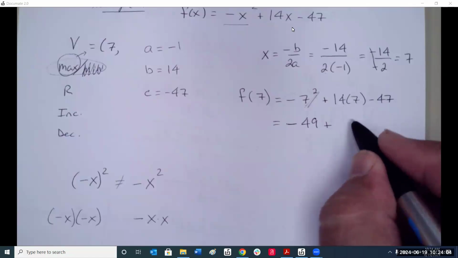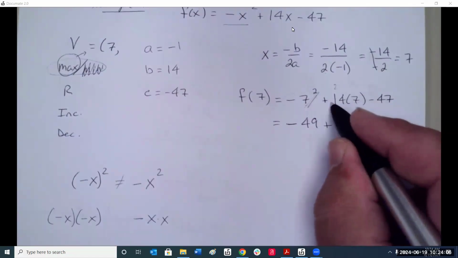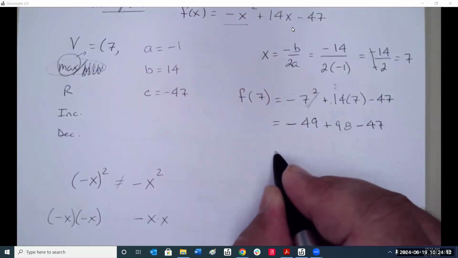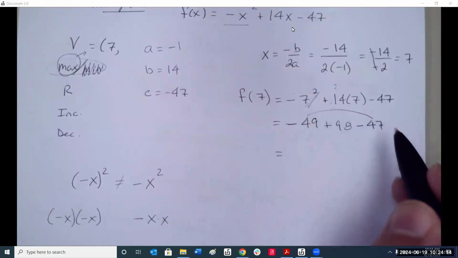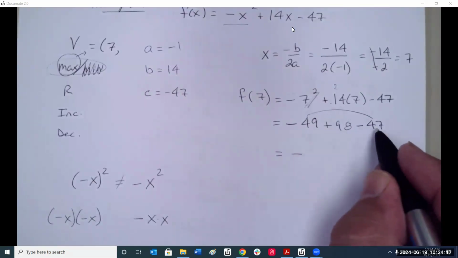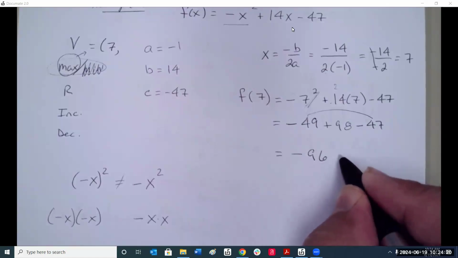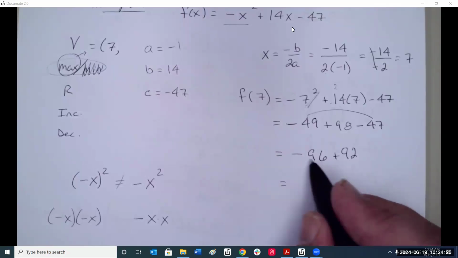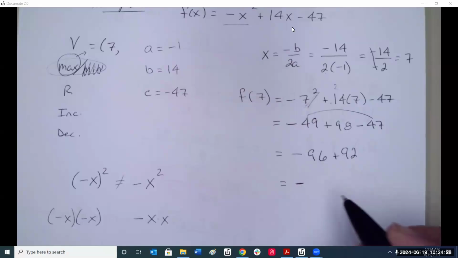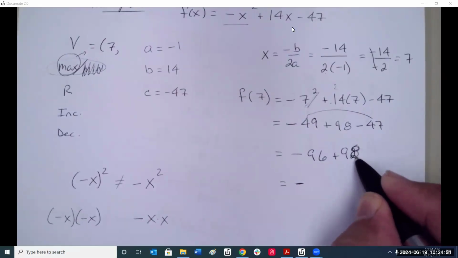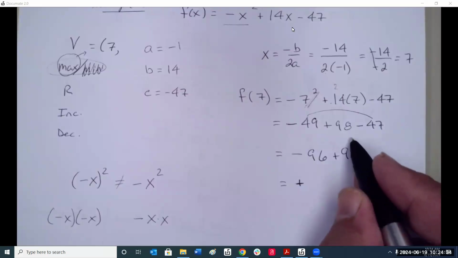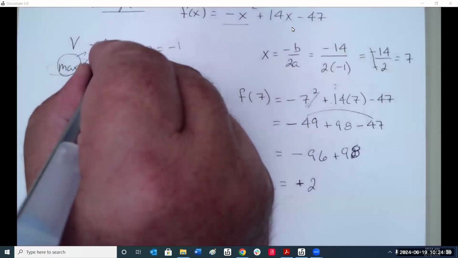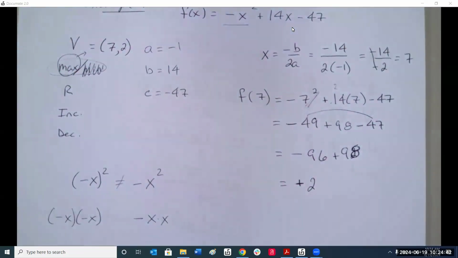7 times 14, so 7 times 4 is 28. 7 times 1 is 7, 98, minus 47. Combine the two negatives. They're both negative. 49 plus 47 is 96, plus 98. Yeah, 96 is bigger, so the answer is negative. Oh, 98, I'm sorry. 98 is bigger, so the answer is positive. 98 minus 96 is 2. So the vertex is at 7, 2.